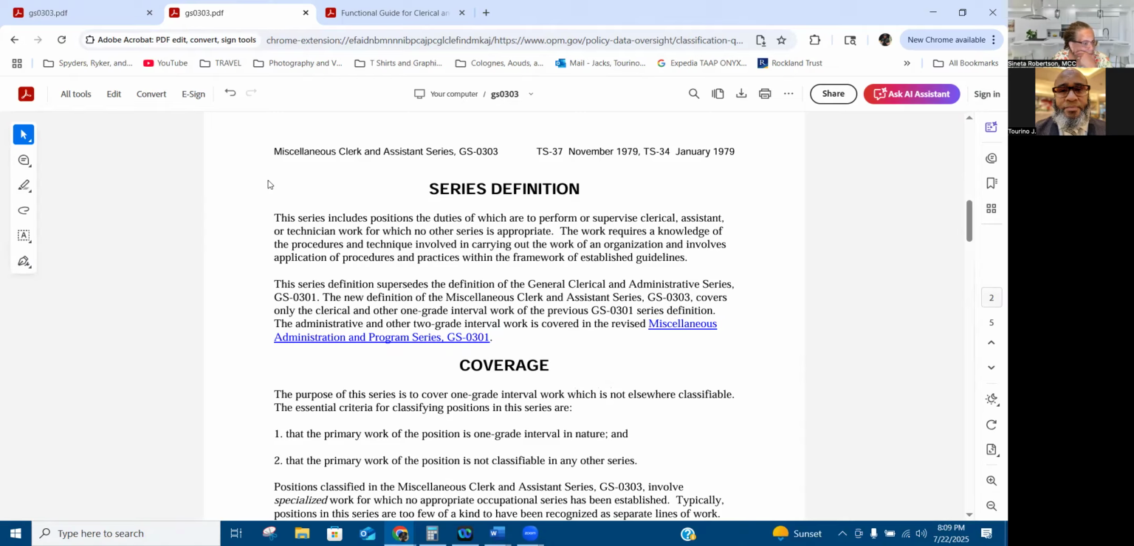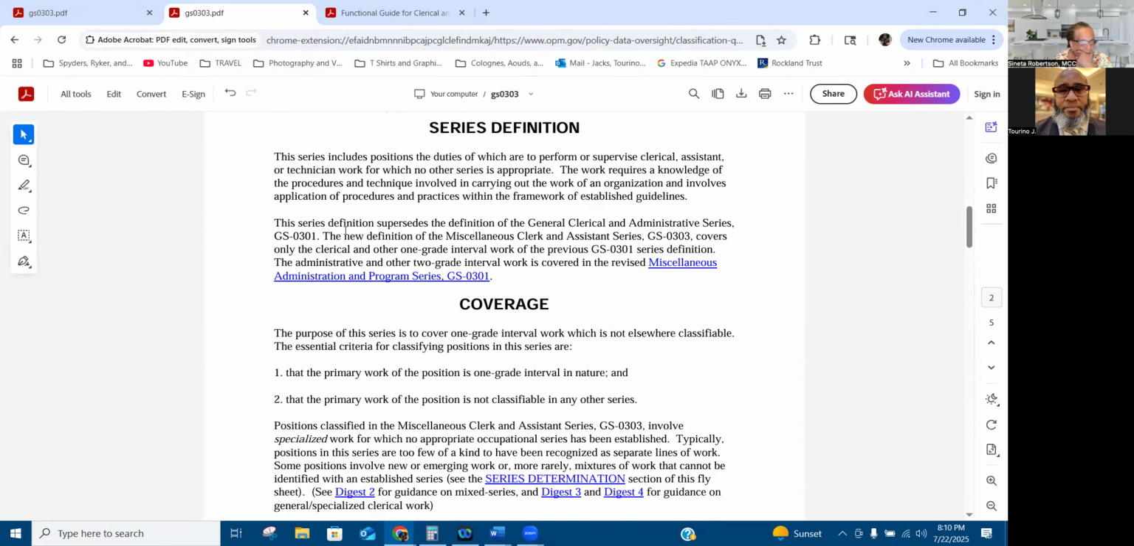Okay, so to determine this series includes positions of the duties which are to perform, supervise, clerical assistant, or technical work for which no other series is appropriate. The work requires a knowledge of procedures and techniques involved in carrying out the work of the organization and involves application of procedures and practices. All right, it says absolutely nothing. This definition supersedes the definition of the clerical administrative series 301. All right, this is important to know.